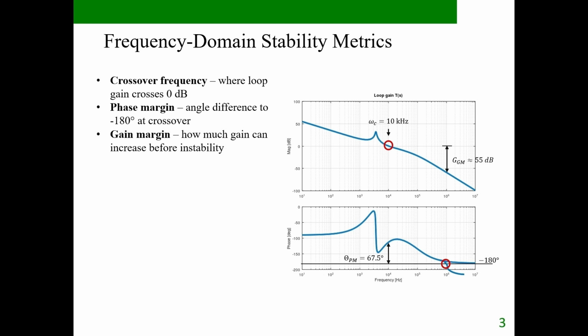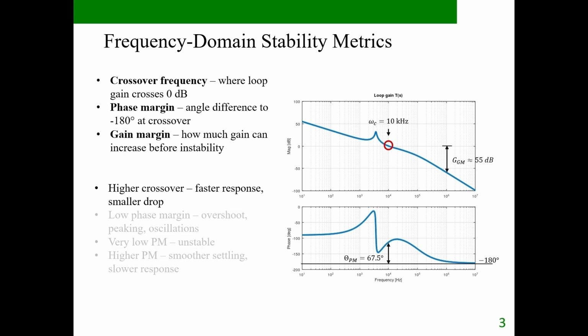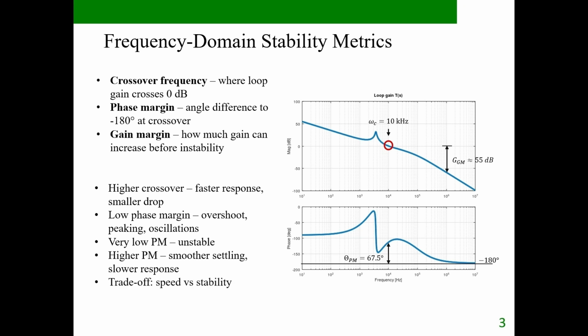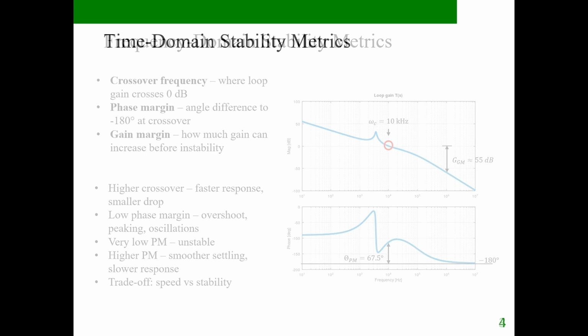These metrics determine the whole dynamic behavior. A higher crossover means faster reaction, smaller voltage dip during a load step, and shorter settling time. But if the phase margin is too low, the converter will overshoot, ring, or even oscillate. So we have a fundamental trade-off. Higher speed equals lower stability unless we add enough phase boost. That's why compensator design is all about reaching a stable crossover with enough margin.